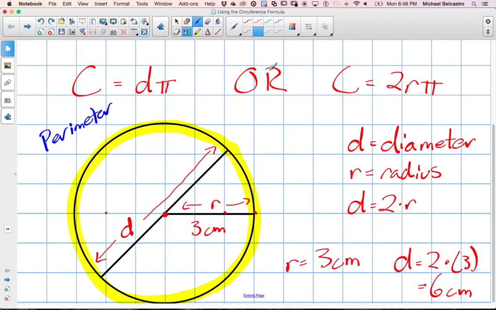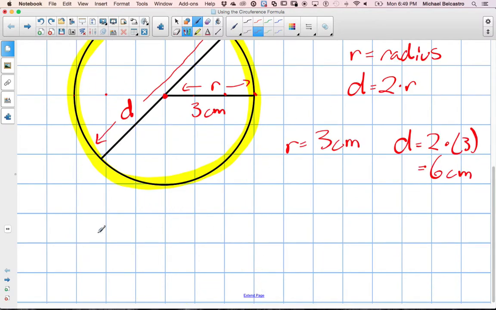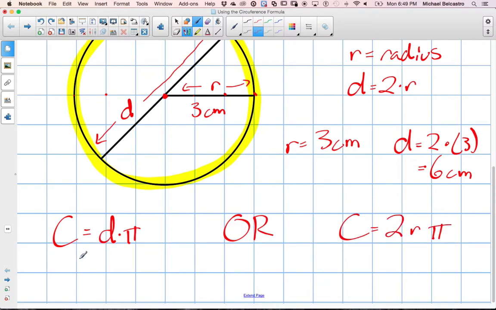So we can use either formula. Let's go about doing that. Circumference is equal to diameter times pi, or circumference is equal to 2r pi. So diameter is 6, so we have 6 pi, or 6 times pi. Or in this case, we have 2 times the radius, which is 3, times pi.